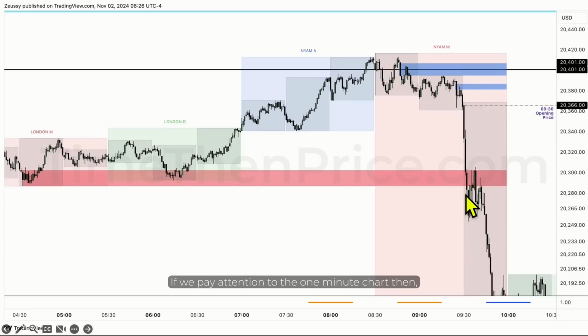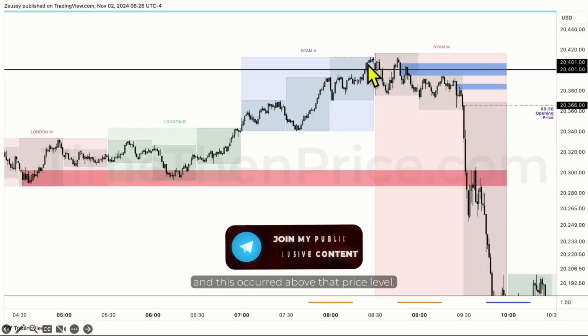If we pay attention to the 1 minute chart then, what I want you to see is the following. During London, that consolidation took place, during which relative weak lows were engineered. This is very important that it occurs during London. New York opens up and we immediately begin to run towards that low which I shared with you on the hourly chart. Notice that when we reach this low, the market began to go back and forth for a moment. And this occurred above that price level.